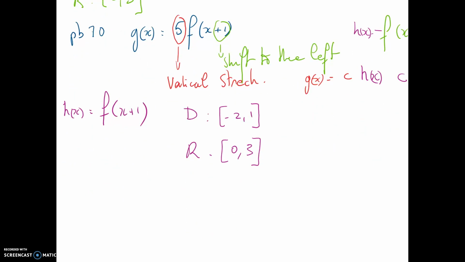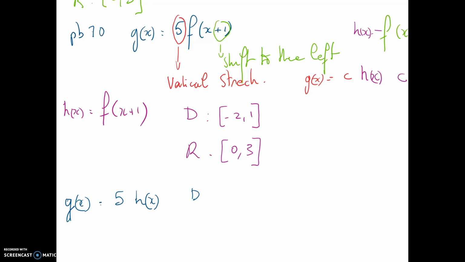But now, if I want to study the function g of x, and g of x is 5 times h of x, that is a vertical stretch. And when I'm vertically stretching a function, I do not change the domain. All the values of x are exactly the same. The only thing that is changing is the value of y. Therefore, only the range is going to change.